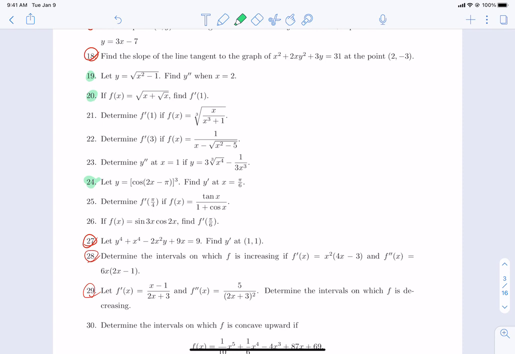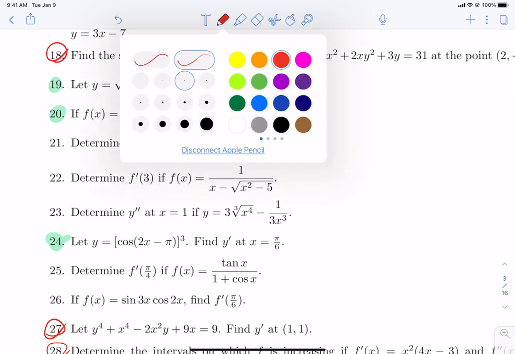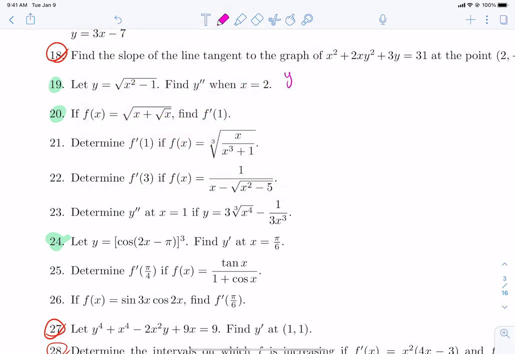So let's get a start on 19. So 19 says to find the second derivative when x is equal to 2. So the first thing I would do is rewrite this as a 1/2 power. And remember, we're going to have to do the chain rule.